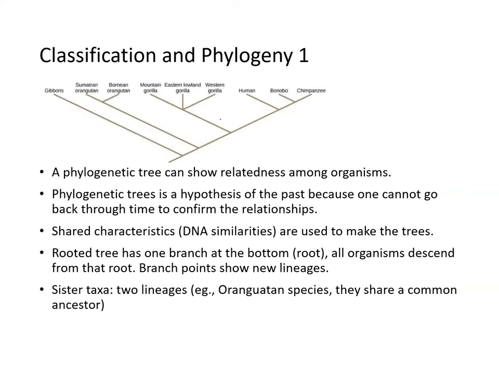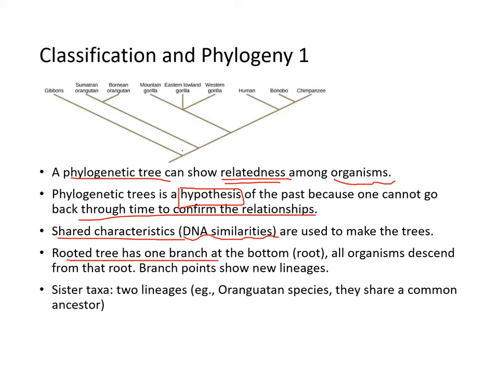So, how do you classify using phylogenetic trees? Phylogenetic trees show the relatedness among organisms. It's a hypothesis, because obviously you cannot go back through time to confirm the relationships. Shared characteristics, for instance DNA similarities, are used to make these trees. A rooted tree has one branch at the bottom. This is an example of one branch of a rooted tree. The branch points show the new lineages. This is one branch point here, another branch point, and here's another branch point.